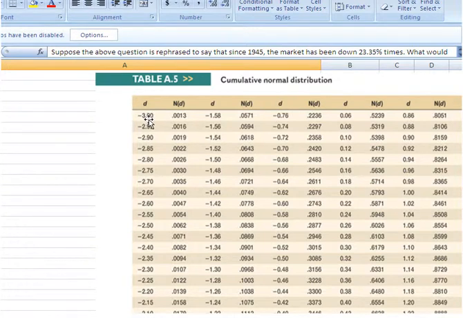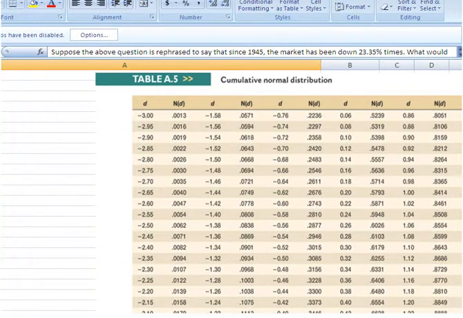D, as you can see, begins with -3, and if the full table were on view, you would see that D would go on till 3 standard deviations to the right of the mean as well. The starting point is -3 standard deviations, that is 3 standard deviations to the left of the mean, and it will go on till 3 standard deviations to the right of the mean. And the corresponding column is giving us the probabilities.